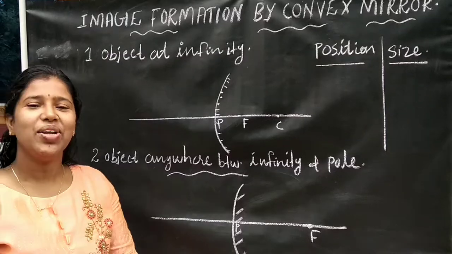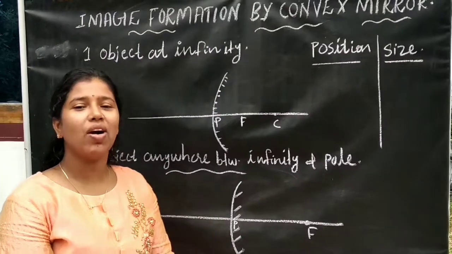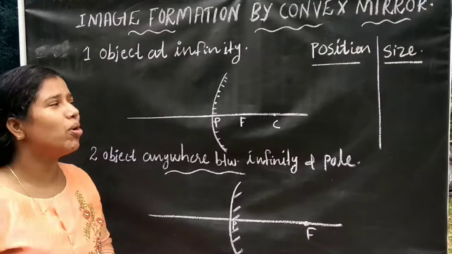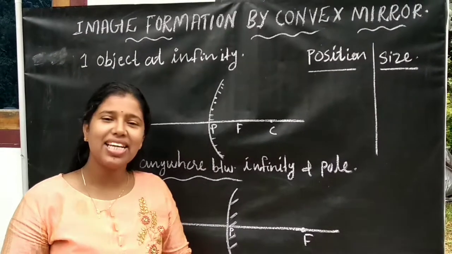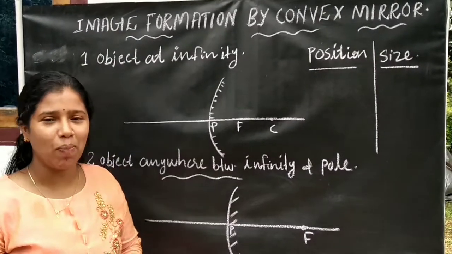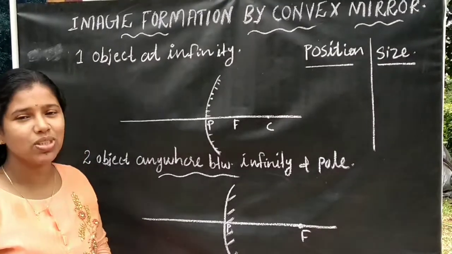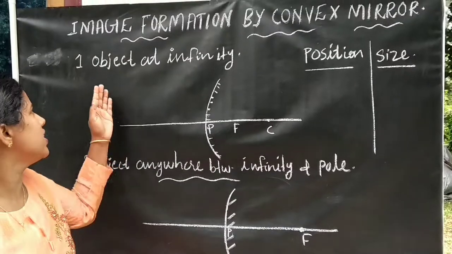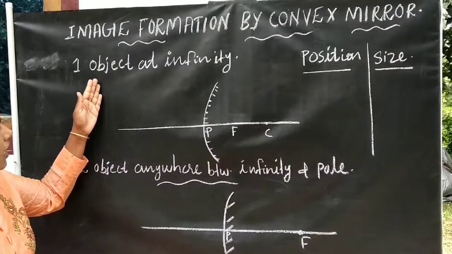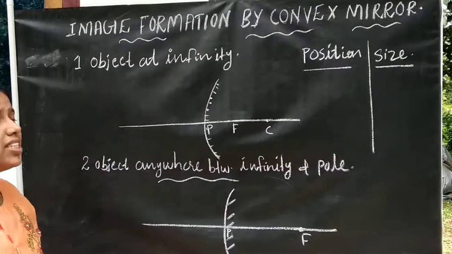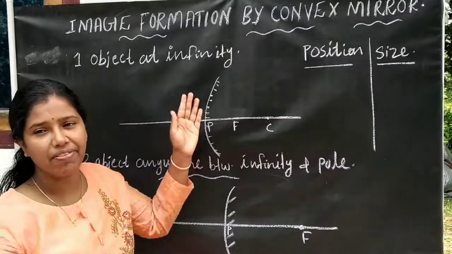I'm Shiny. Today I'm going to explain the topic image formed by convex mirror. Last class we discussed the topic image formed by concave mirror. Six diagrams were already explained. In this case we are explaining two cases. First one is object at infinity.